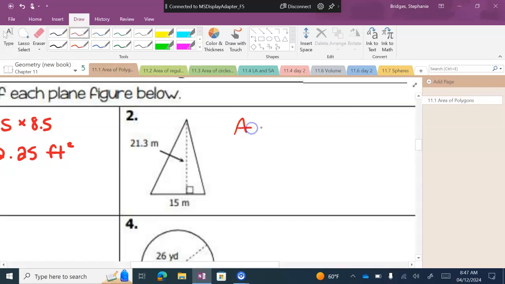It says area is equal to 1/2 base times height. So we keep the 1/2. What is the value of my base here? 15. And again, the height is going to be the side that is perpendicular to that. What is the length of the segment in this picture that is perpendicular to 15? 21.3.